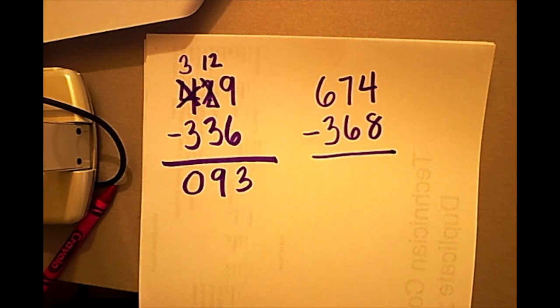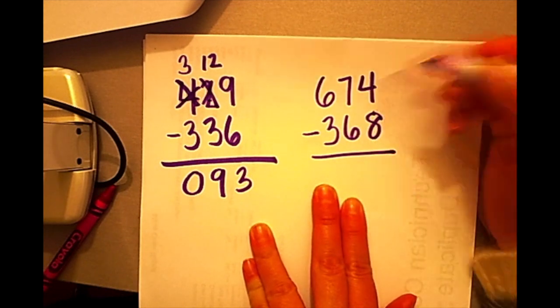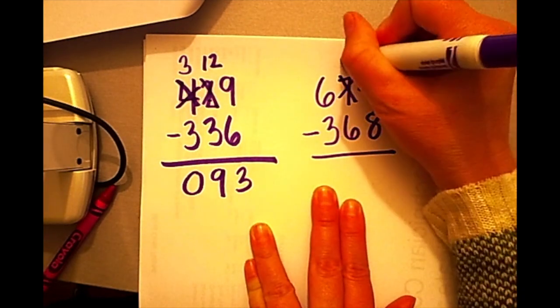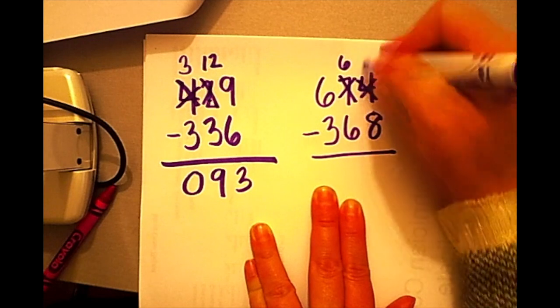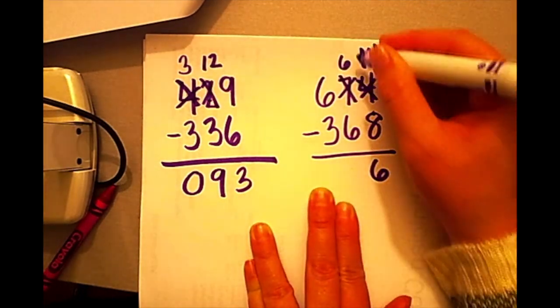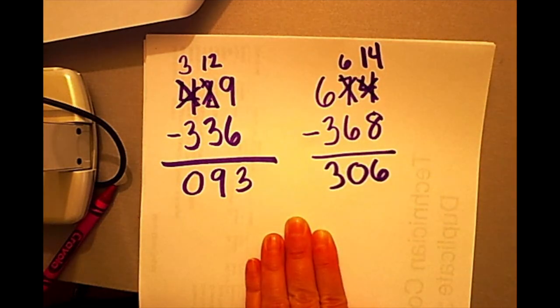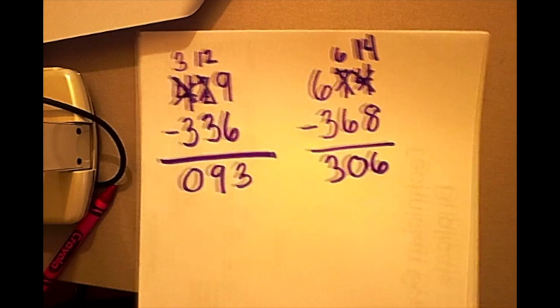Okay, I want you to work that one out. Put it on pause, and when you're done, you can check your work with me. Okay, so 8 is bigger than 4. We are going to borrow. This becomes 6. This becomes 14. 14 minus 8 is 6. 6 minus 6 is 0. 6 minus 3 is 3. You guys get the right answers?